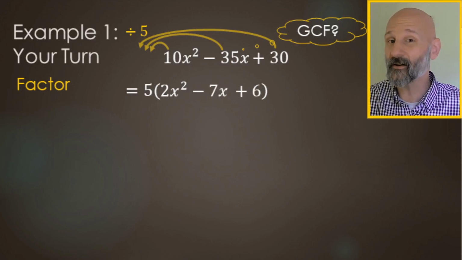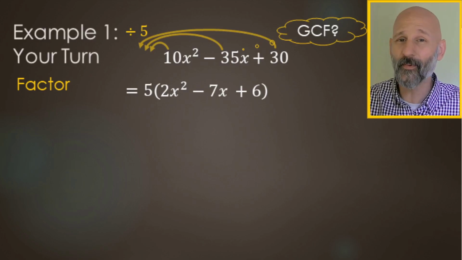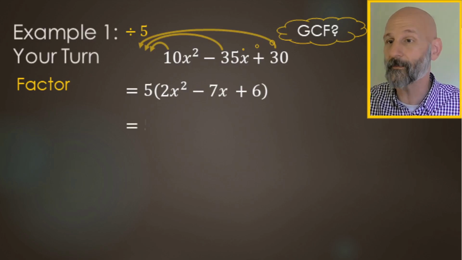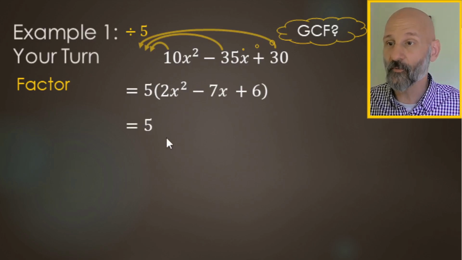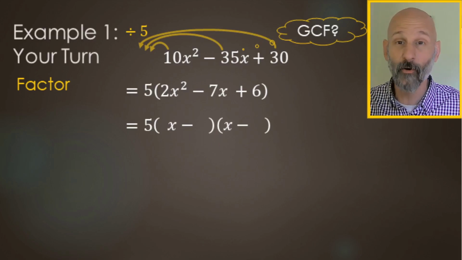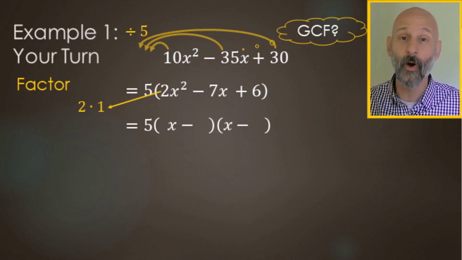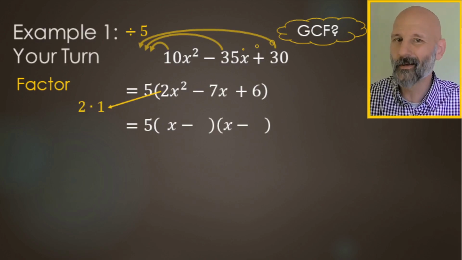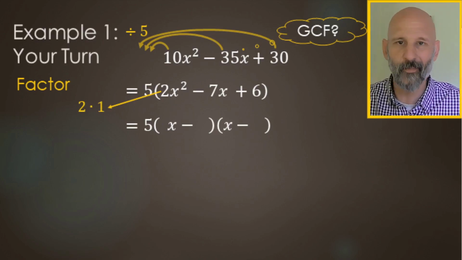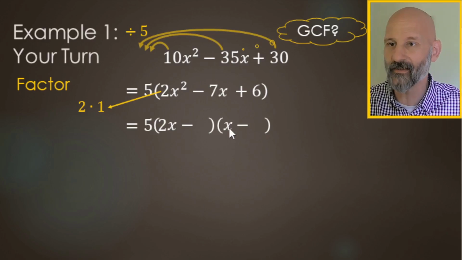Okay, so that greatest common factor undistribute step is done. Next up, unfoil, right? So the 5 stays, and then we're going to have our parentheses there. X times x to make x squared, and then the coefficients have to multiply to a 2. In this case, there's only one option because 2 is prime. That's going to be a 2 and a 1. So we're going to start with a 2x and an x.